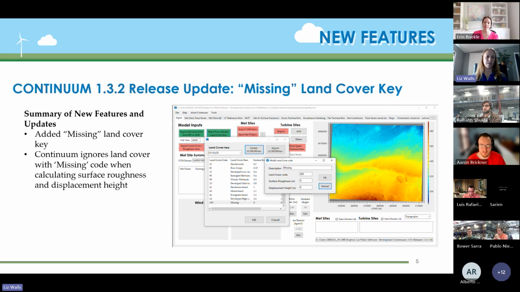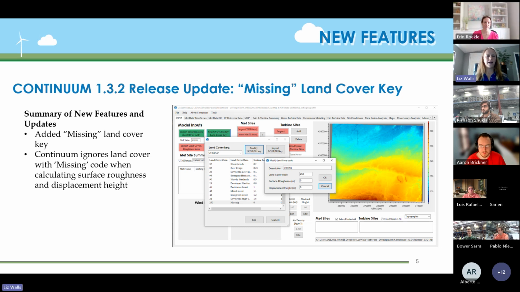So now that's available. So for the US National Land Cover Database, 250 is the built-in missing land cover key, but you can add that for any land cover data that you're working with. And again, it just tells Continuum, ignore this, it's missing data, don't include these values in the calculations.